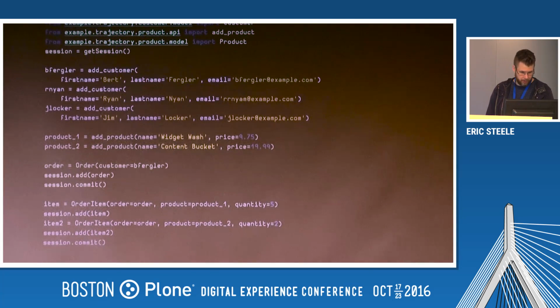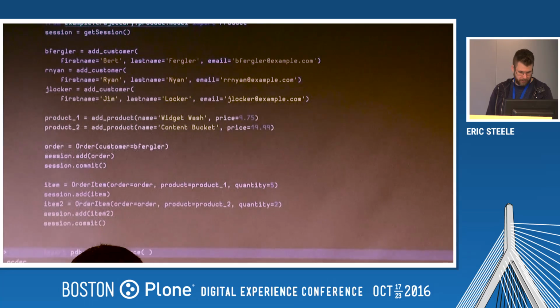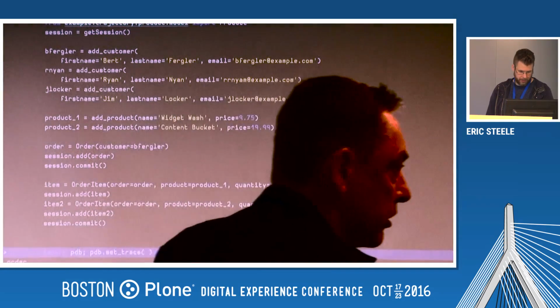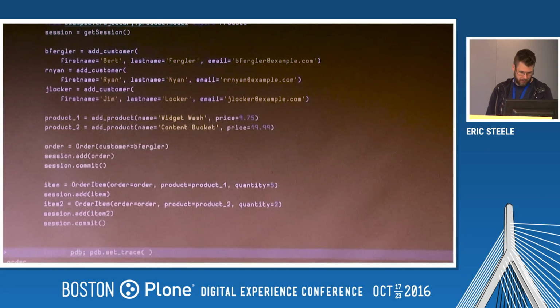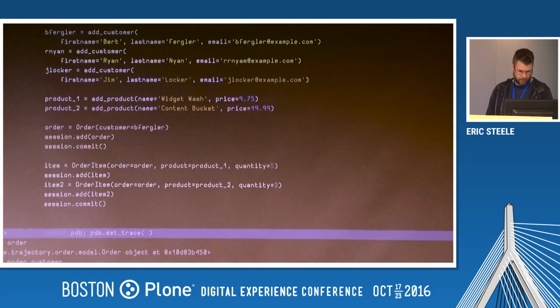So let's see, we created an order named order, and the order has a customer, and so that relationship gets that. We can also look at the customer itself. Let's see, he's bfurgler.